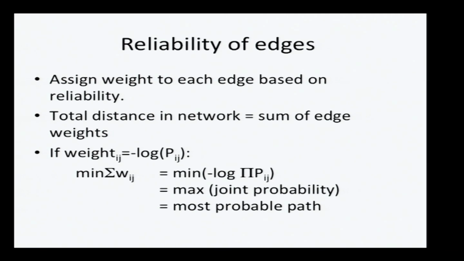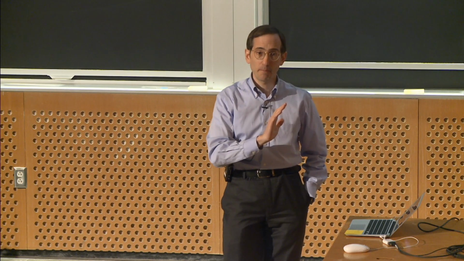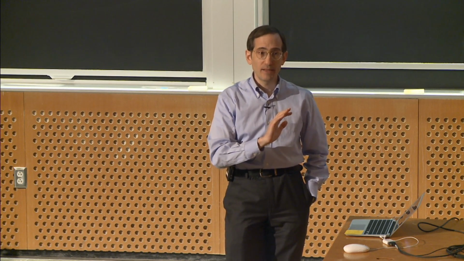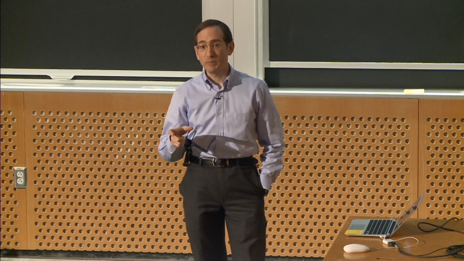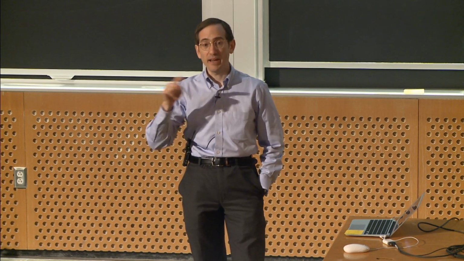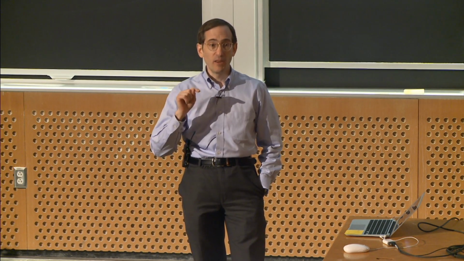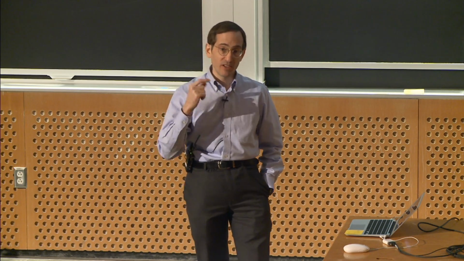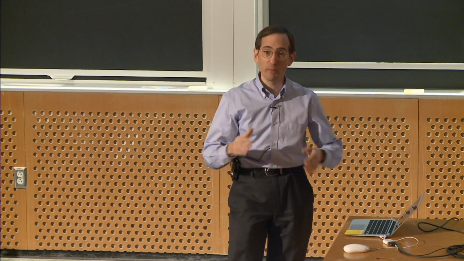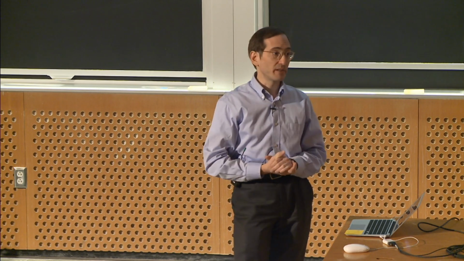Because the total distance in the network is the sum of the edge weights, if I set my edge weights to be the negative log of a probability, then if I sum all the edge weights, I'm taking the product of all those probabilities, right? And so the shortest path is going to be the most probable path as well, because it's going to be the minimum of the sum of the negative logs, so it's going to be the maximum of the joint probability. Is that clear?